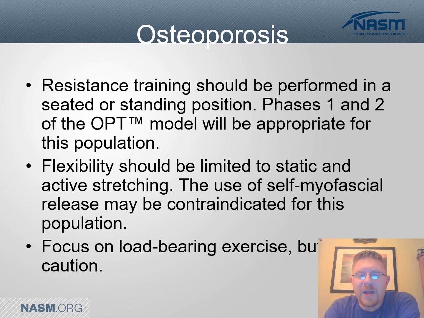Focus on load-bearing exercise, but use caution. So anything load-bearing, so standing up, or even any resistance exercises are good, but don't go too crazy, because the bone under there is not as strong as it used to be. It can break.